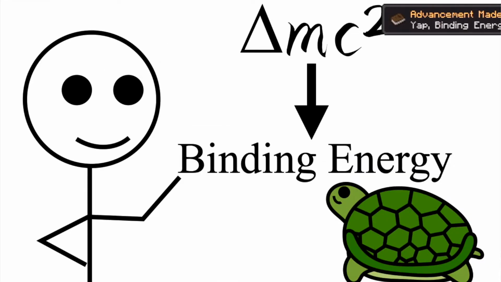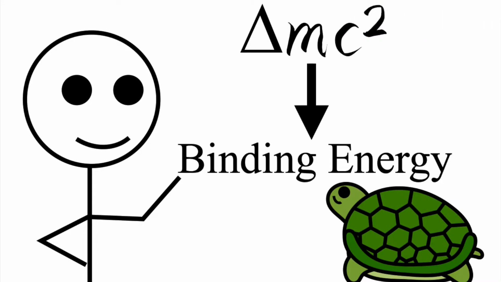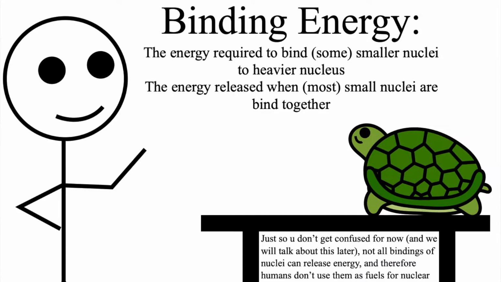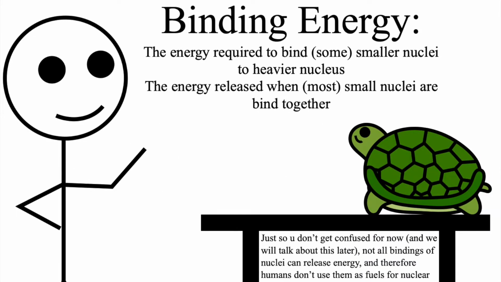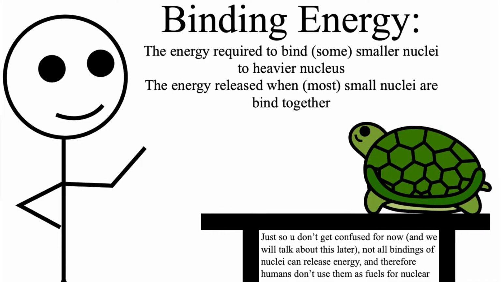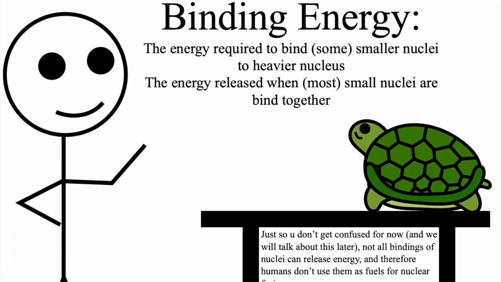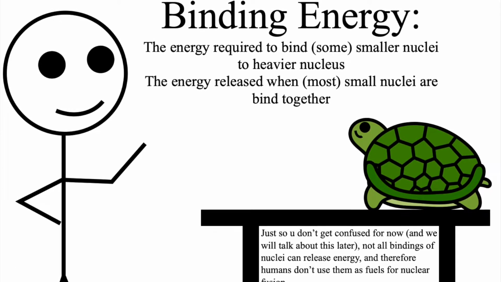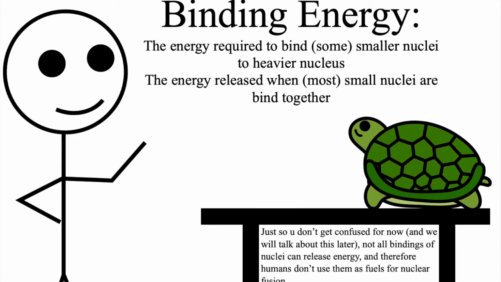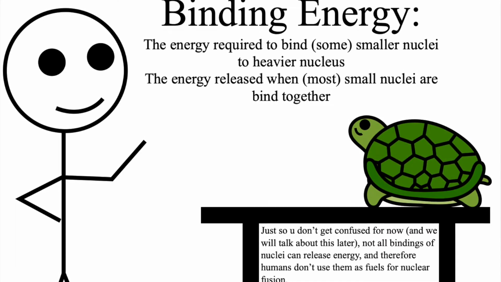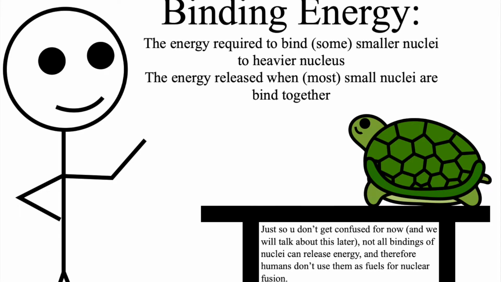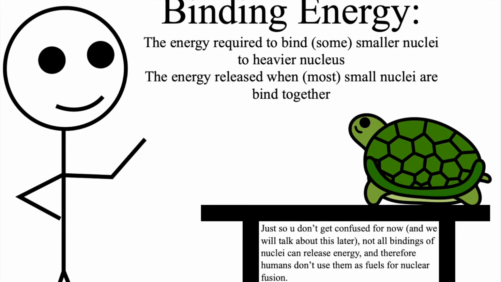It's called binding energy. Binding energy is quite straightforward, and from its name, you probably can tell that it is basically the energy required to bind small nuclei to a heavier nucleus. And actually, it can also be the energy released when you bind the small nuclei together. So, just like nuclear fission, nuclear fusion is also an exothermic process, meaning it releases energy. So we will use it to our advantage and get some, I guess, free energy.